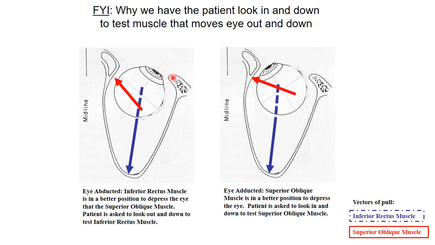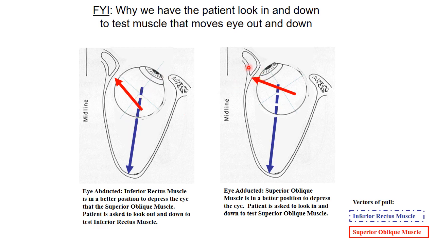With the eye looking out first, abducted, we can see that the far better muscle is the inferior rectus. This blue arrow is far closer to this light blue line than this red arrow. In fact, the red arrow, if anything, is practically perpendicular to the sagittal plane. When the eye is looking out, the superior oblique is in a horrible position to depress the eyeball. It's a great position to intort, but a horrible position to depress. So when the patient is looking out, the more powerful depressor of the eyeball is the inferior rectus.